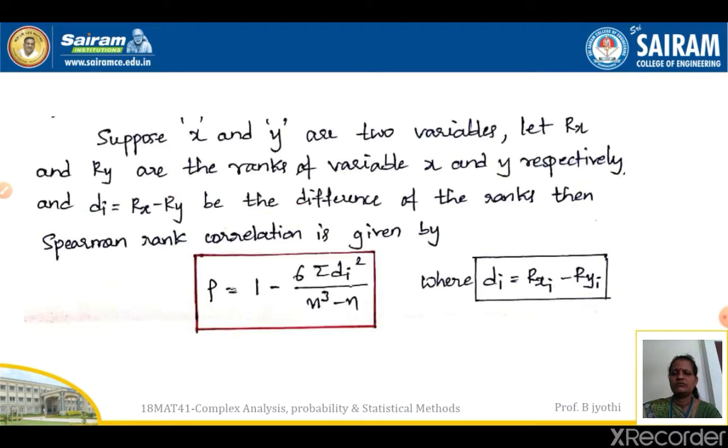Suppose x and y are two variables. Let rx and ry be the ranks of the variables x and y respectively, and di is rx minus ry, the difference of the ranks. Then the Spearman's rank correlation is given by rho is equal to 1 minus 6 sigma di square divided by n cube minus n, where di is rxi minus ryi.